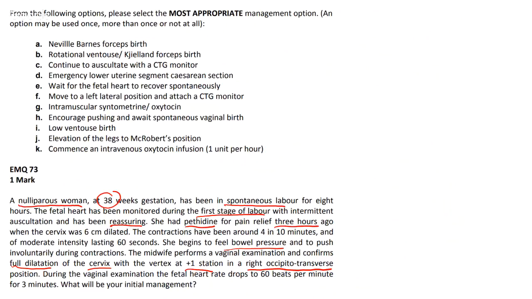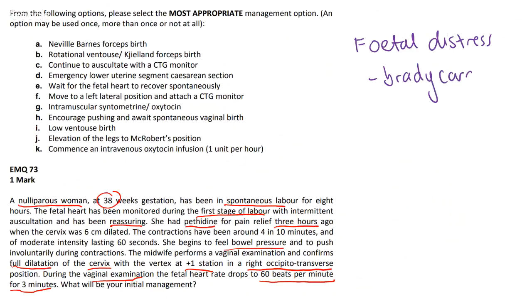Okay, so during the vaginal examination, the fetal heart rate drops to 60 beats per minute for 3 minutes. What will be your initial management? Tell me what's going through your head right now. What do we call this? What would be a presenting complaint? Fetal distress during labor. Sure. And what particularly is happening? What's the pathology? Fetal hypoxia. Well, we can't know for sure, but what I'm trying to get is that the baby is bradycardic. So bradycardia. What do we do?